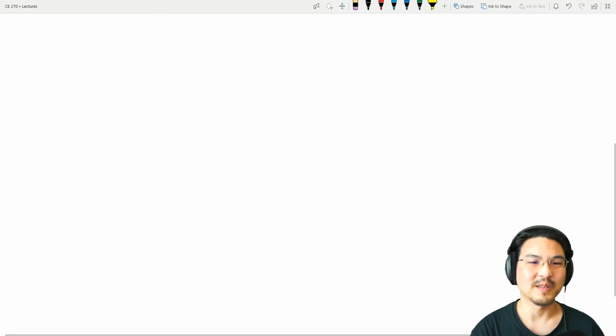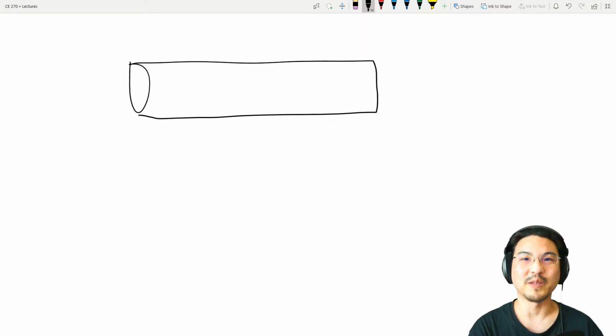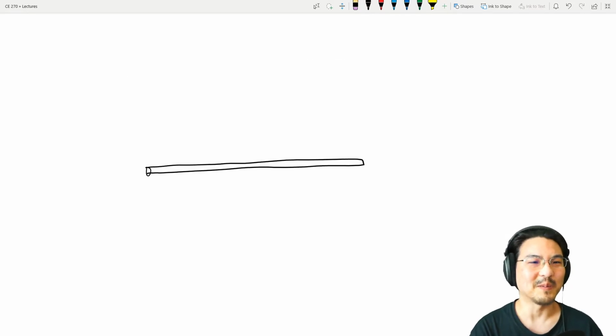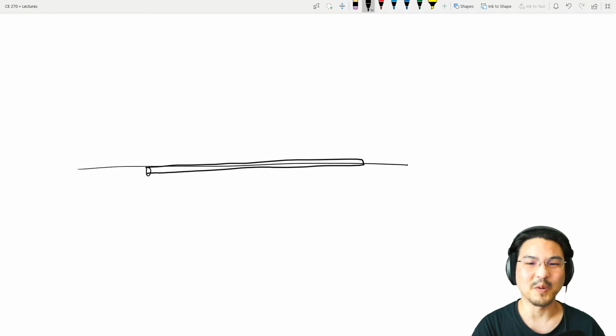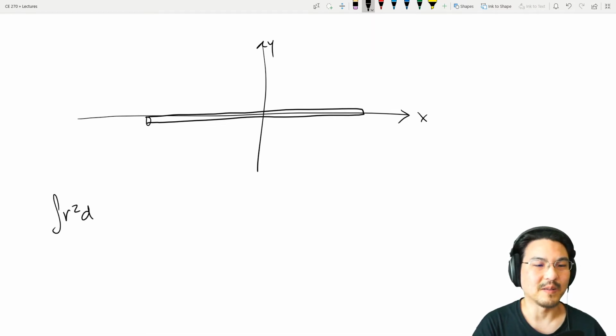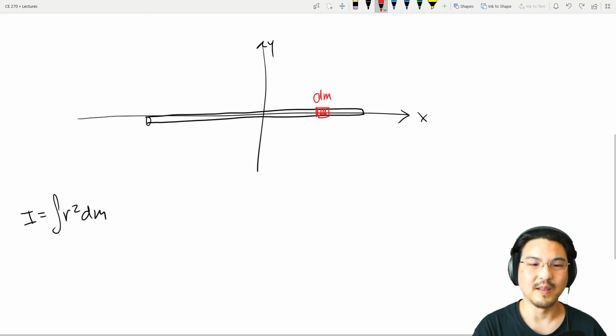just a slender bar. For example, a bar like this is three-dimensional. It's a cylinder. But if you make the radius sufficiently small, like this, then it's practically a one-dimensional object. Right, so if we pick some coordinates, and then now let's integrate r squared dm for the mass moment of inertia.